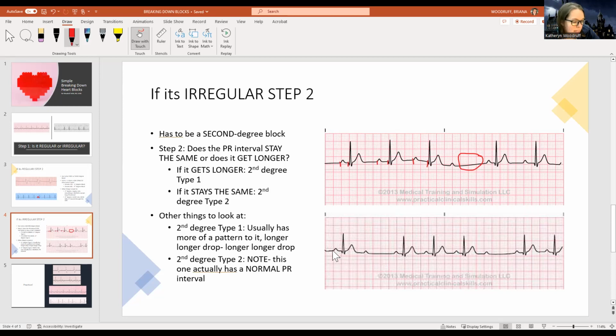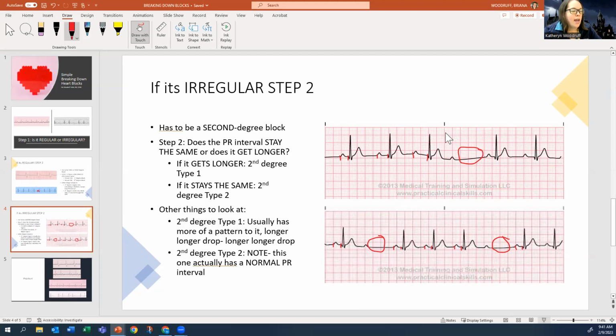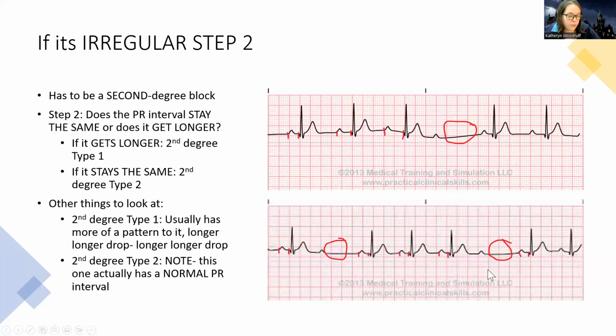Now let's compare it to this one. Look at this one. This one had, oh, let's see. I knew it was eventually going to happen. Let me undo that one. All right. So we start here. If you'll notice one thing, it's normal. We have a drop beat here. Then we have another one, and this one is the same amount of space. If you look at this, there's nothing getting longer. These are staying the same the whole time. And one other thing you'll notice is that the PR interval is actually normal. So look at these. These are staying the same all the time. They're not getting longer. And then you just have these random dropped beats. So the top one is a second degree type one. And the bottom one is a second degree type two.